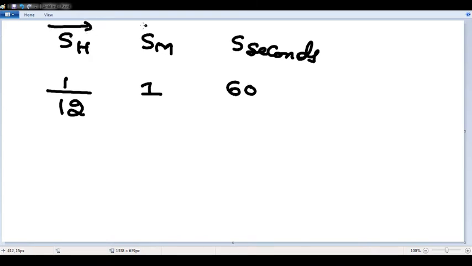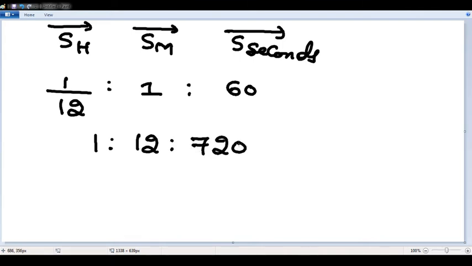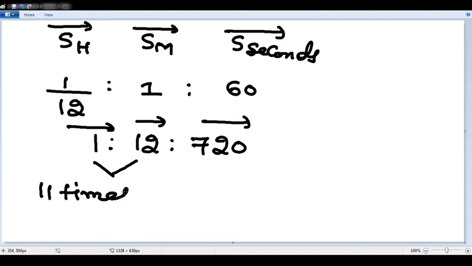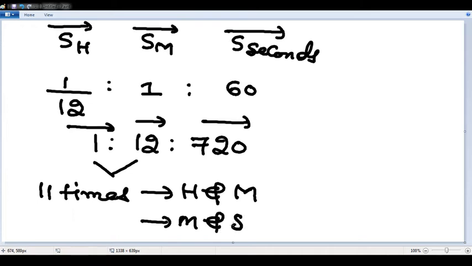All are moving in the same direction. So this will become 1 is to 12 is to 720. Now see here. If they are moving in the same direction, the minute hand and the hour hand, 1 and 12, it is 11 times. This slide is a very important slide, sir. The hour hand and minute hand will coincide 11 times. If it is the minute hand and second hand, whatever I am saying you might not find in the regular books, sir.